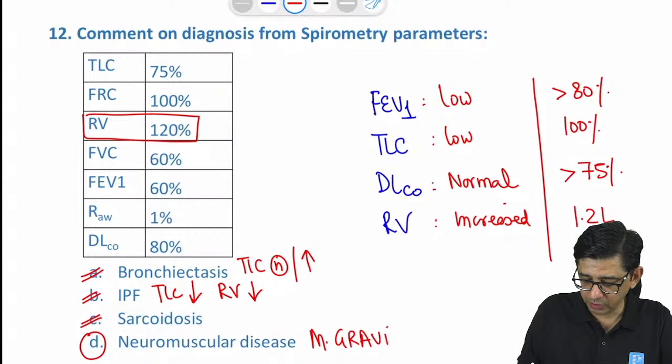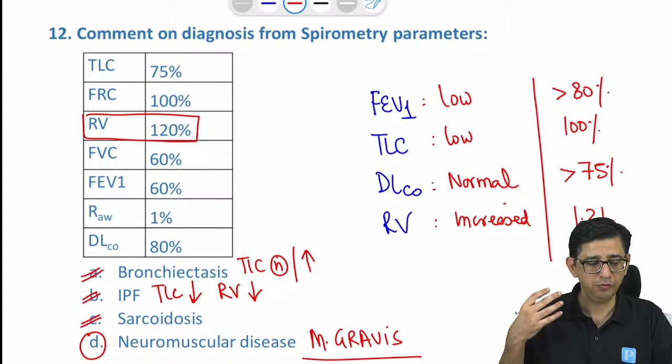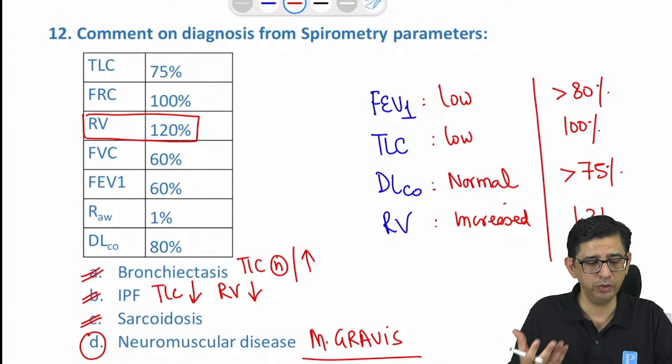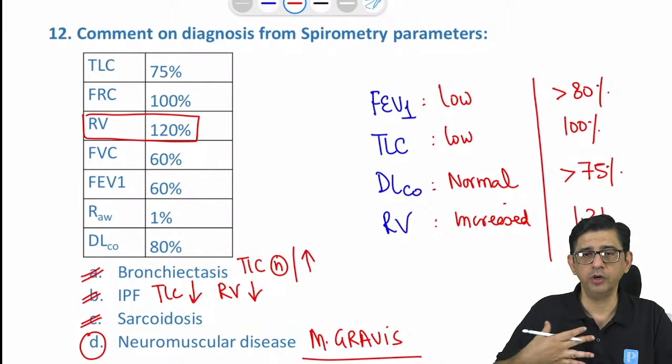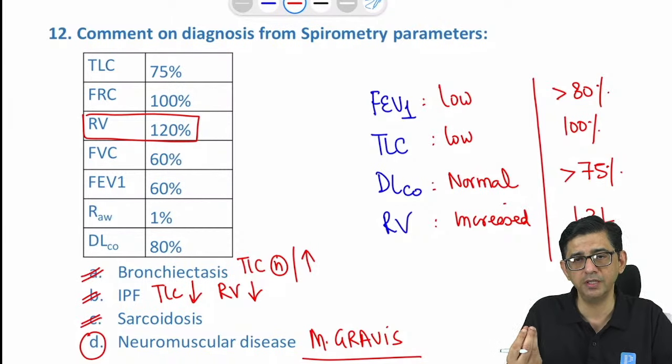I want you to think logically and now tell me, in myasthenia gravis there is muscle weakness, right? If you ask a patient with myasthenia gravis to breathe out, because there is muscle weakness, will he be able to breathe the same amount of air out of his lungs like you and me?